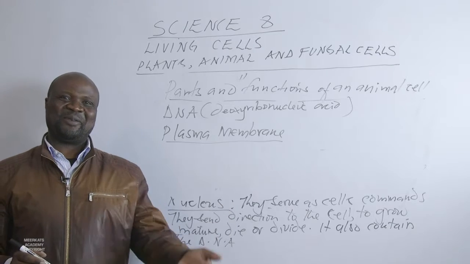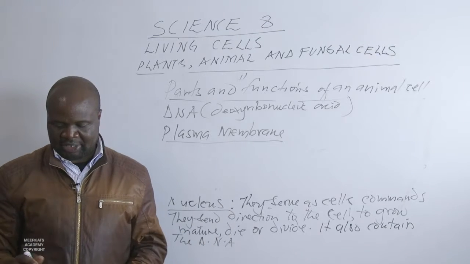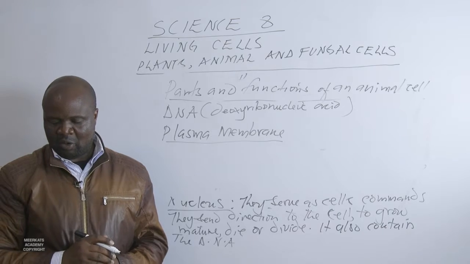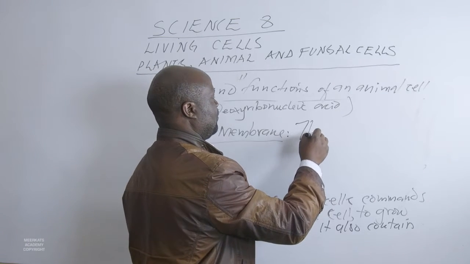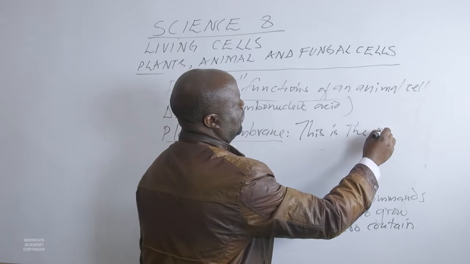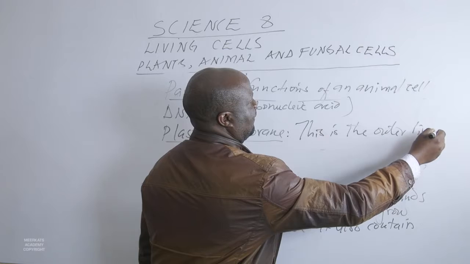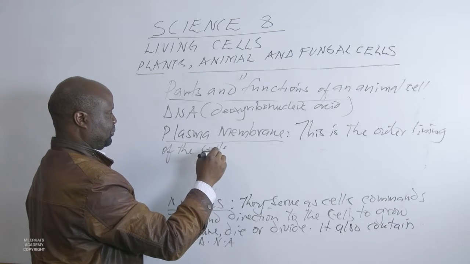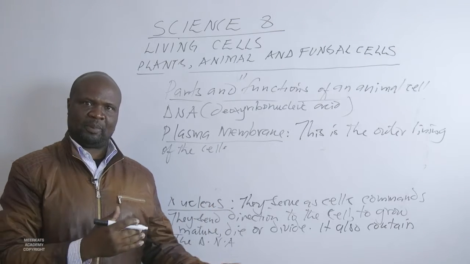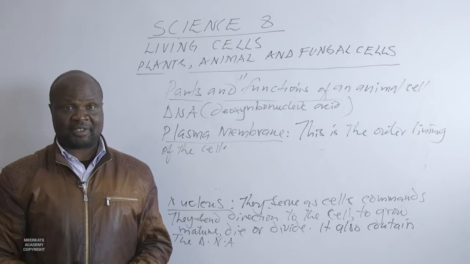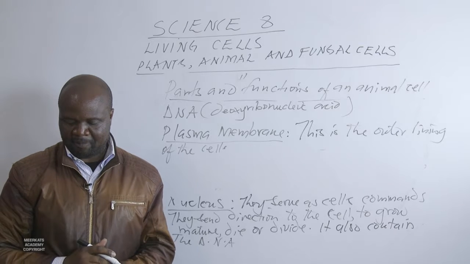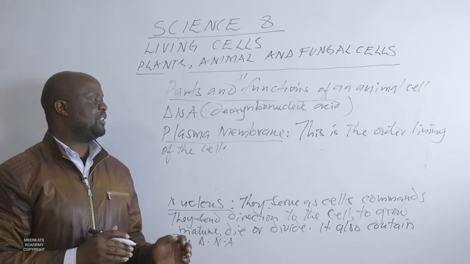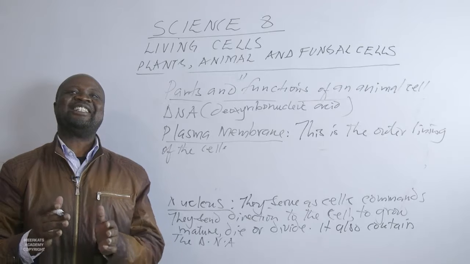It is present within plant cells and animal cells. We are saying this is the plasma membrane. This is the outer lining of the cell. Of course, it gives shape to the cell, and it protects the body from external interference. It separates the cell from the environment and allows materials to enter and leave the cell. So you can say it is semi-permeable.